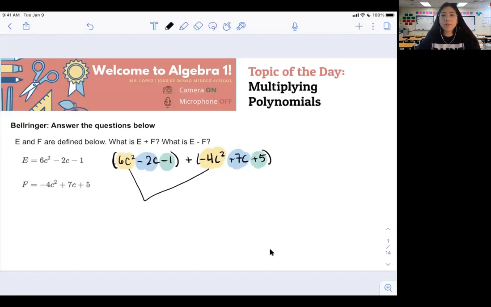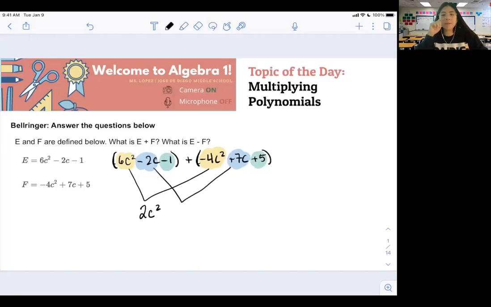But when you combine them, you have to be very careful and look at the signs that are in front of each number, because those signs matter. They tell you what to do. So with my yellows, what am I actually doing? Am I doing 6 plus 4 or 6 minus 4? 6 minus 4, I'm subtracting. So 6 minus 4 gives me 2. So I have 2c squared.